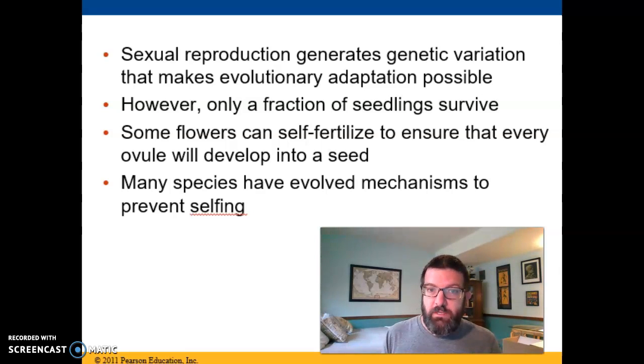You also have to find a mate, although some flowers are able to self-fertilize in an emergency. This means that you're not going to get quite as much genetic diversity, but you will be able to produce seeds if you don't find a mate, essentially. But for the same reason that most animals have taboos against incest, a lot of species of plants have evolved mechanisms to prevent selfing, right? They either can't do it or can't do it except in emergencies because it doesn't provide that necessary genetic diversity.